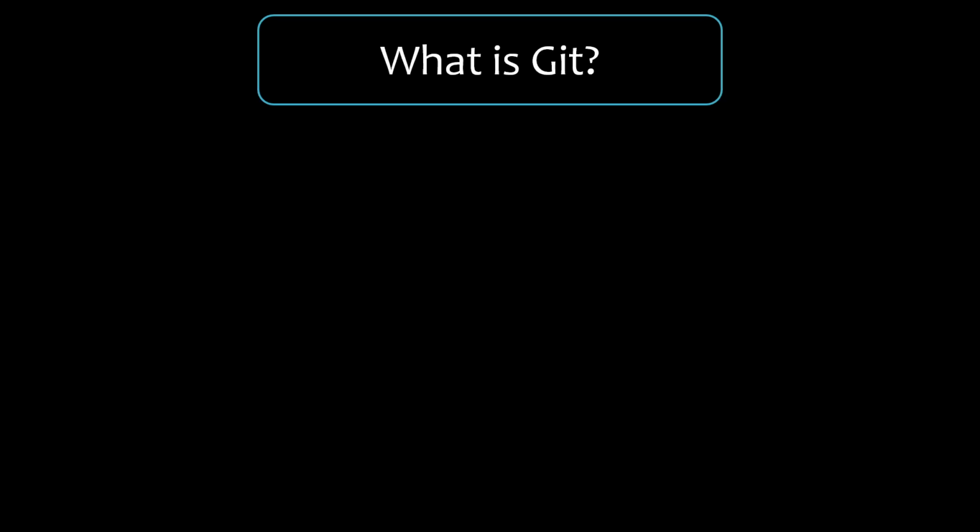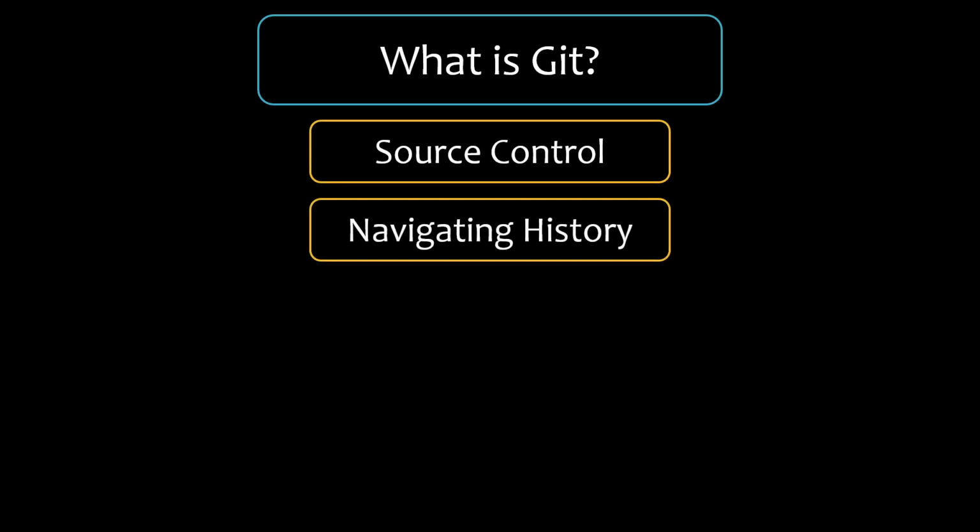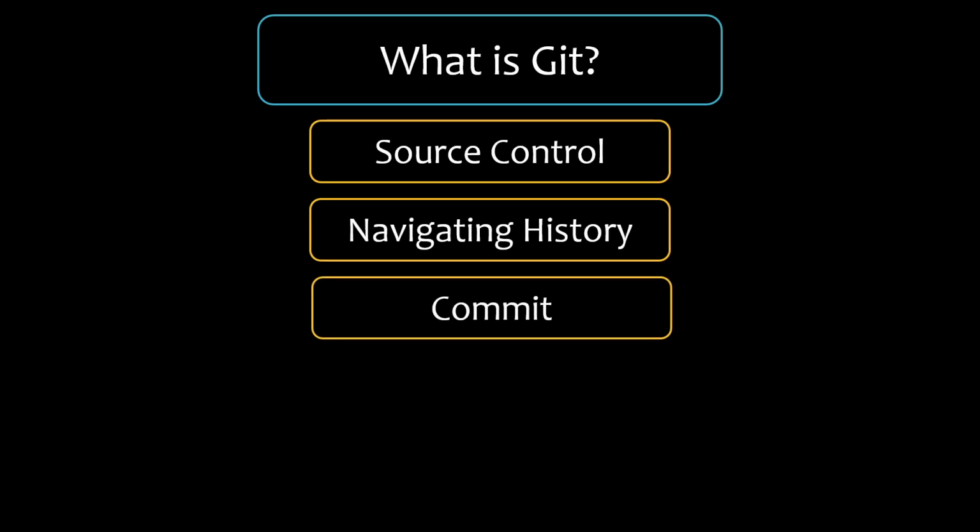Let's understand what is Git. Essentially, Git is a version control or source control tool which lets you manage changes made to a software project over a period. It also lets you navigate through history of changes and look at the documentation associated with the changes. It allows you to see the history of a project and switch the state of a project to any checkpoint or commit point of the project.